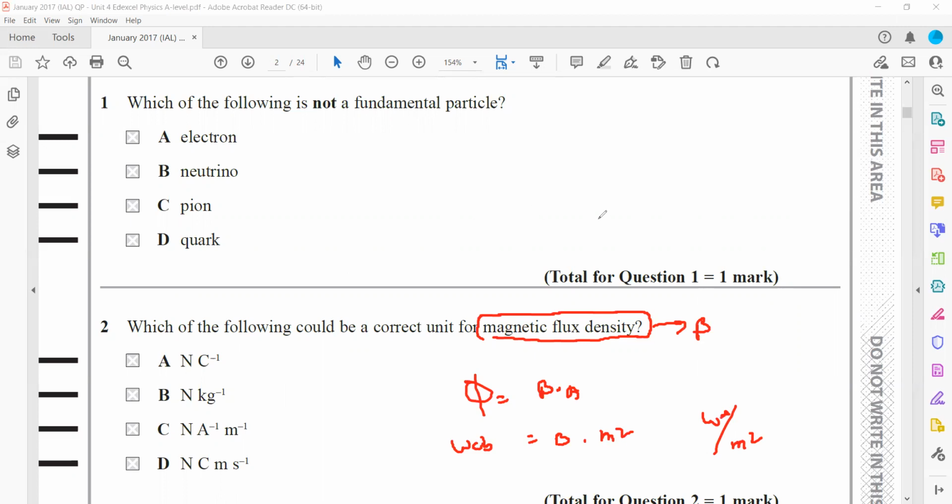The formula which relates the force and length is F equals BIL. So F divided by IL is equal to B. F is a force, Newton, I is a current, ampere, and L is a length, meter. So when we simplify, it will be Newton, ampere inverse, meter inverse. So C should be the right answer. Is it clear, this one?